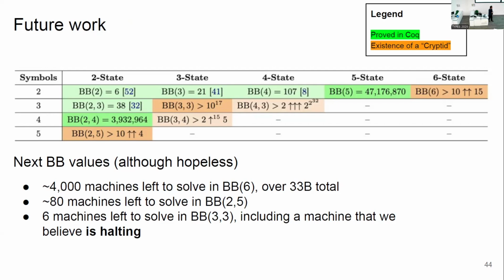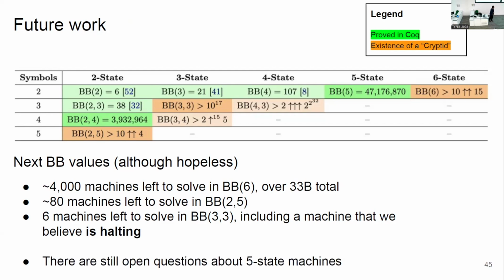There are 80 machines in that class here, BB(2,5), and 6 machines in this class, with the conundrum of a machine that we think halts. We have a probabilistic model that says there's 100% probability that it halts, but we cannot prove that it halts. There's still an open question about 5-state machines, though.